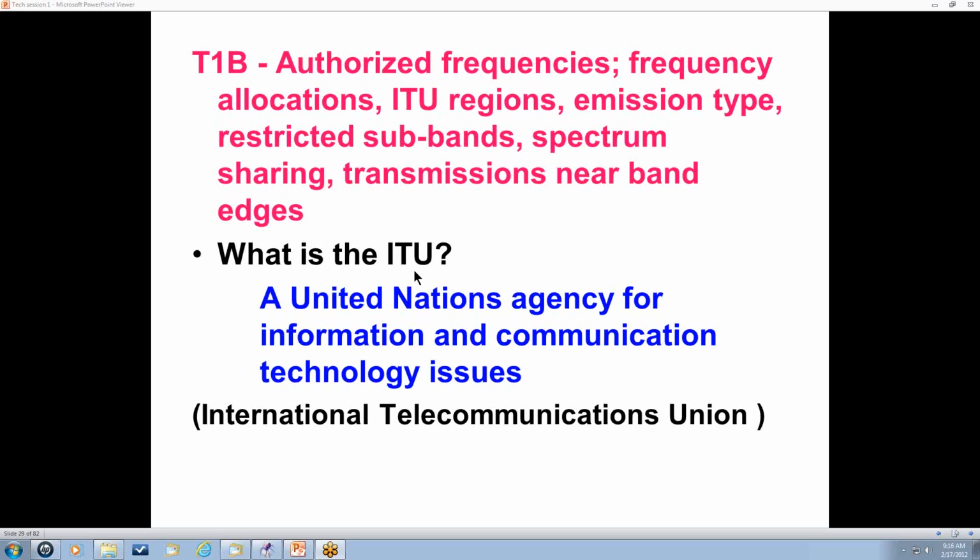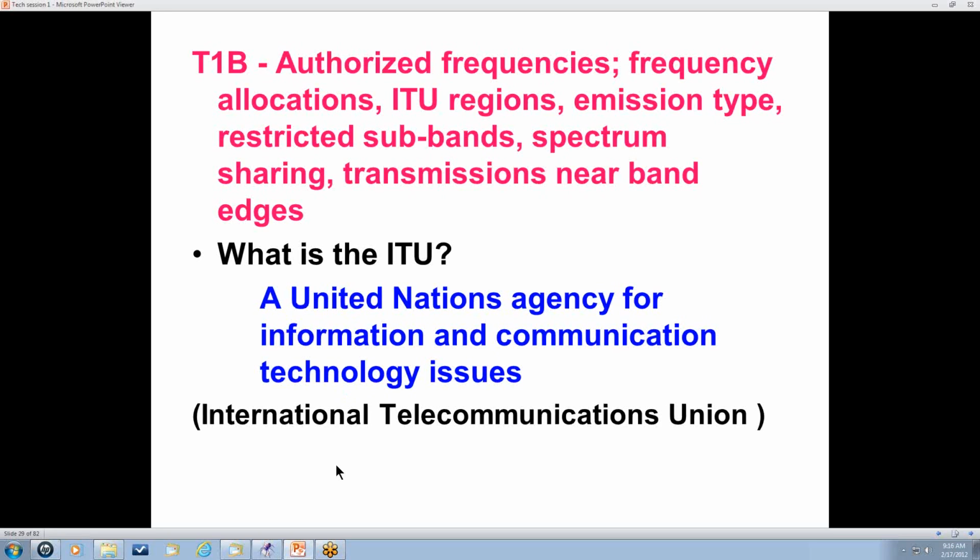First question here is, what is the ITU? That stands for International Telecommunications Union. This part down here is not on your test, or on your handout there either, I guess. But it's a United Nations agency for information and communications technology issues.